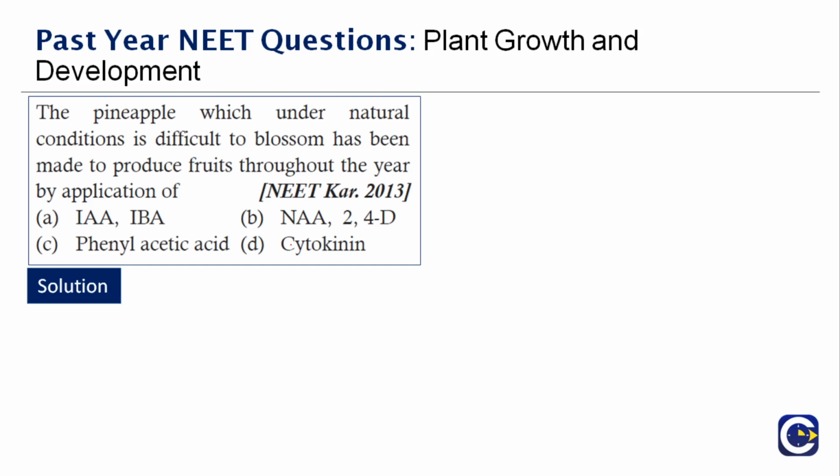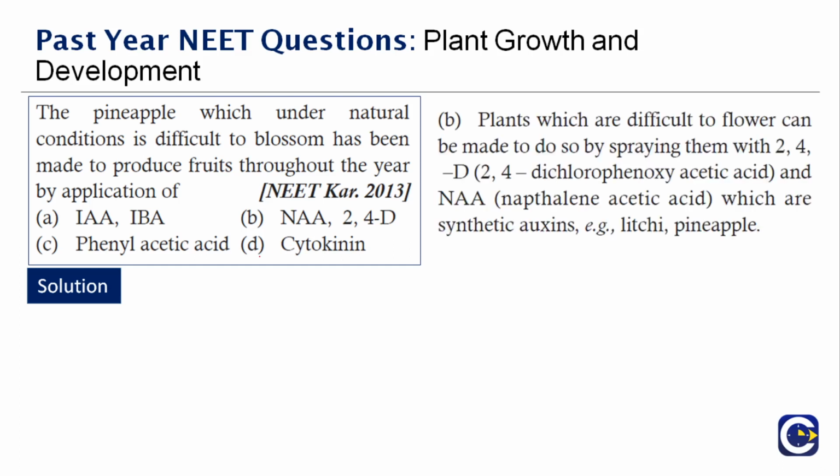With the help of what? Plants which are difficult to flower can be made to flower by spraying them with 2,4-D, dichlorophenoxyacetic acid. So here you have the answer. What do you spray on it? 2,4-D, dichlorophenoxyacetic acid, and you also spray naphthalene acetic acid. So when these two are sprayed, there is flowering and production of fruit throughout the year.